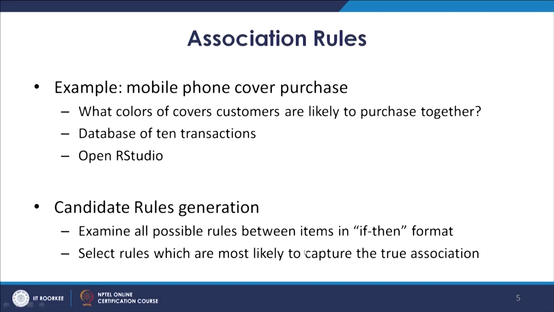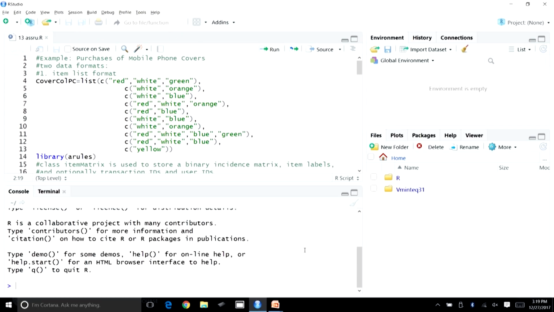Let us look at this particular data set. This is one example that we are going to use in our discussion. As you can see in the example, purchase of mobile phone covers. You can see in RStudio here, we have 10 transactions in the list.